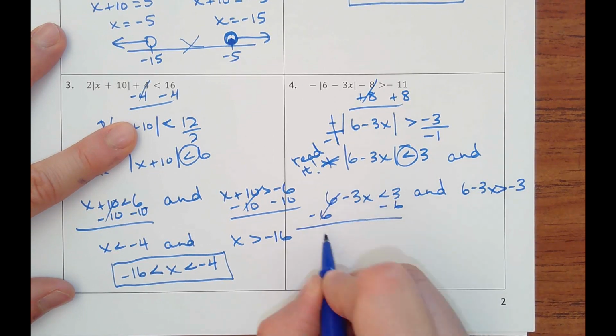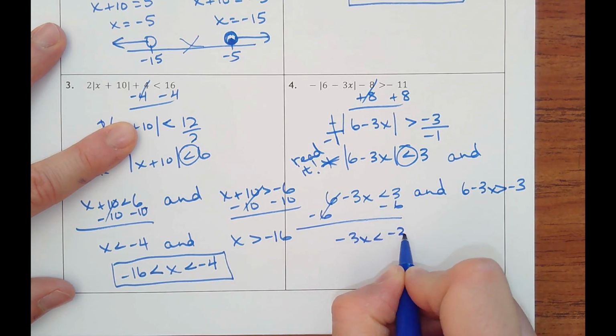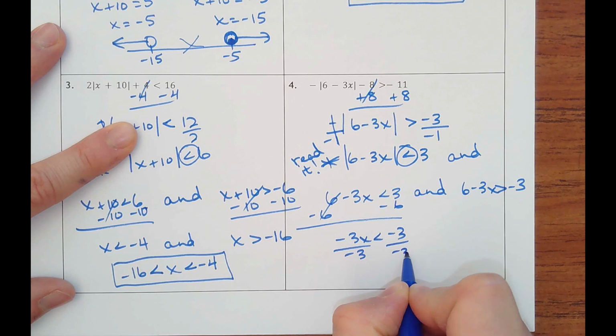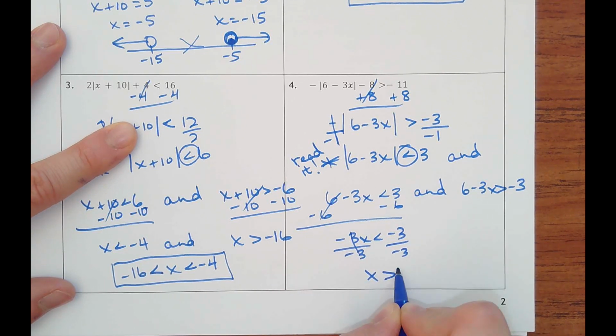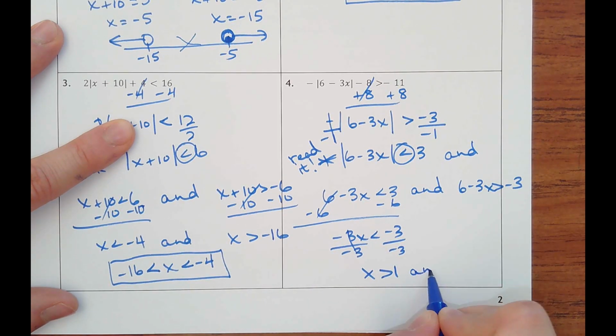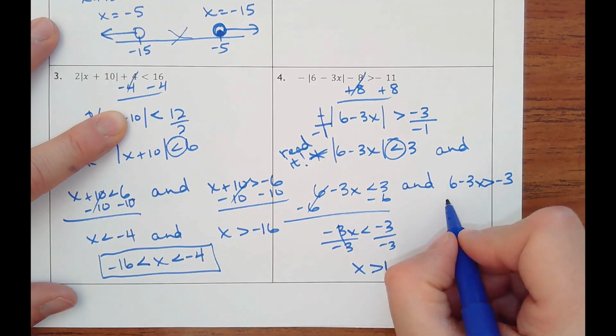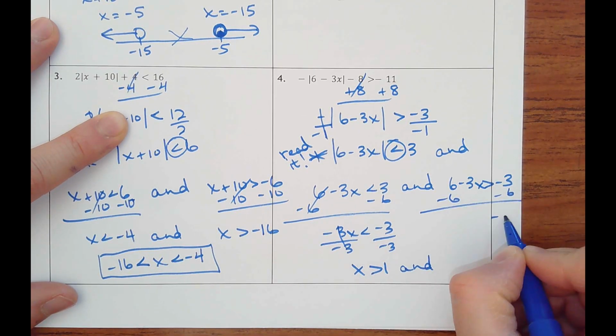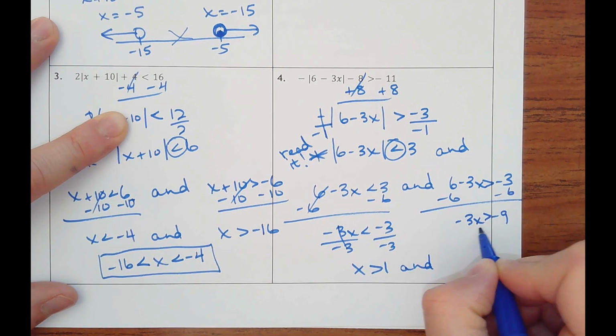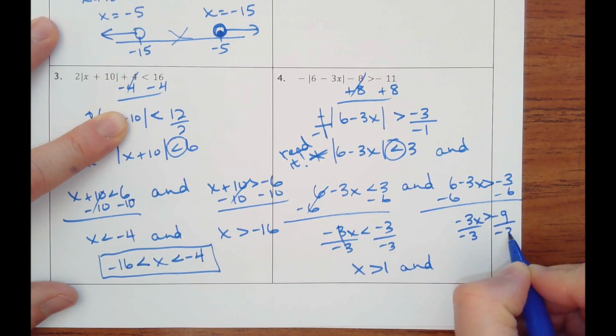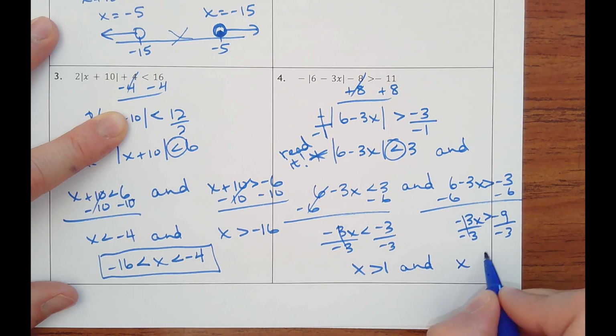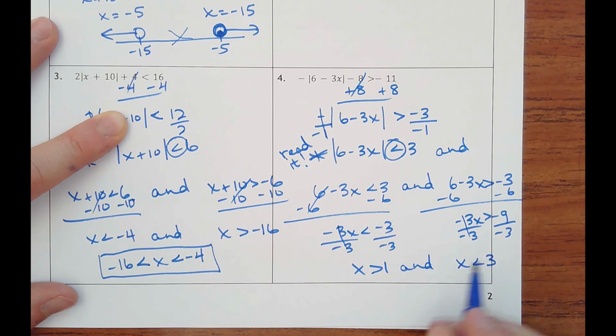Subtract 6. Divide by negative 3. That switches the symbol again. That's okay. It'll still turn out the way we need it to. Subtract 6 from negative 3. That's negative 9. Divide by negative 3. And x is now less than 3. So x should be smaller than 3 and then bigger than 1.